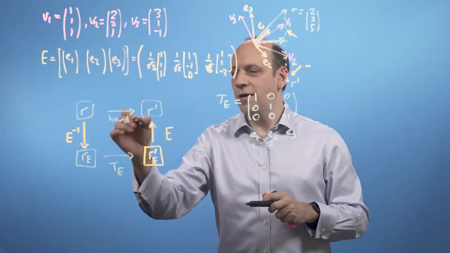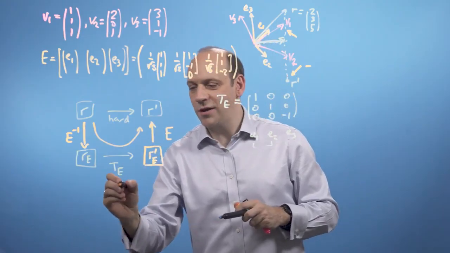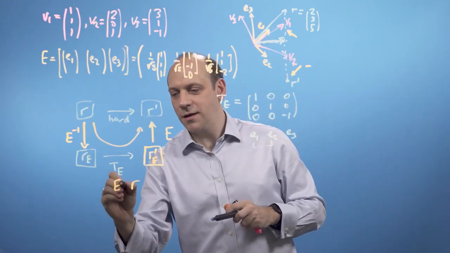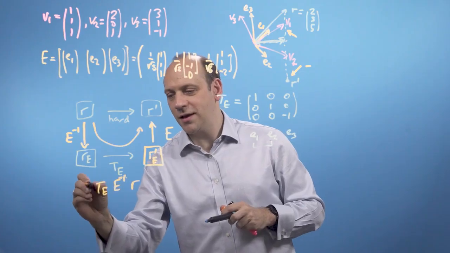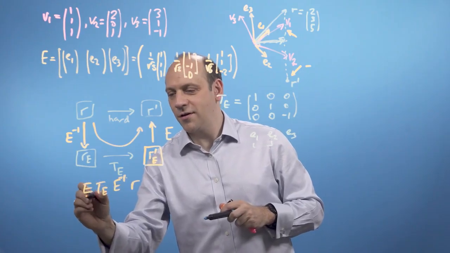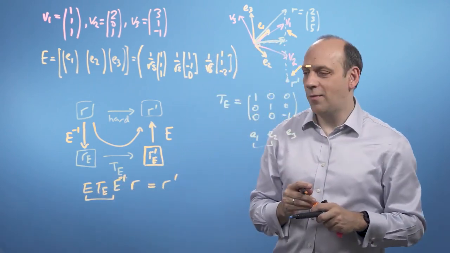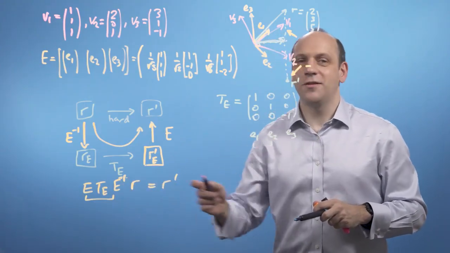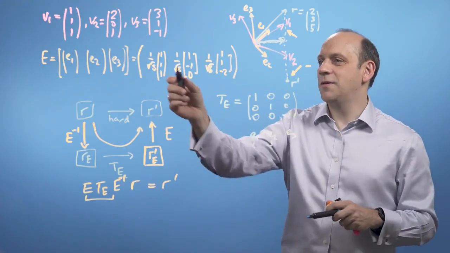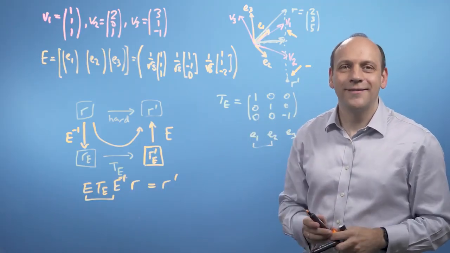So I can avoid the hard thing by going around doing these three operations. So R, E to the minus 1, E inverse, T in the E basis, E. If I do those three things, I've done the complete transformation and I get R prime. So this problem reduces to doing that matrix multiplication. So we've got that, so we can just do the maths now, and then we'll be done.